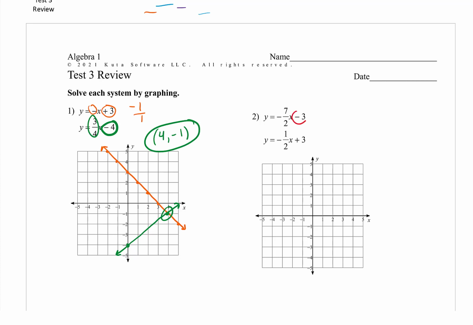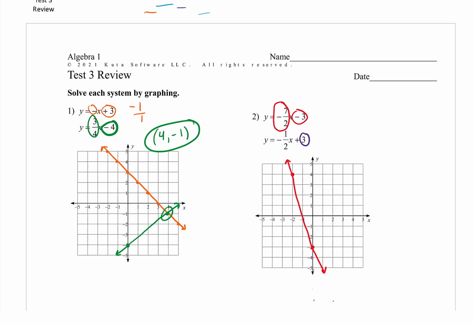Same idea here on 2. Start with -3 on the y-axis. Make sure you put it on the y-axis. We're going to go down 7, right 2. We don't have room to go down 7, right 2, so we're going to go the opposite, which is up 7 and left 2. Put that point right there, draw a line, and then do the other equation.